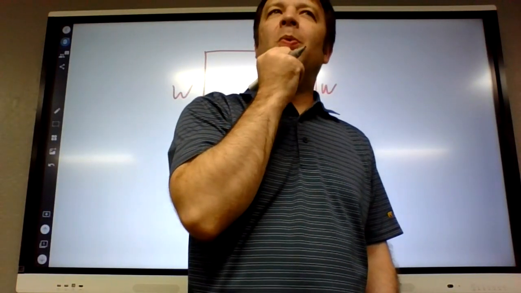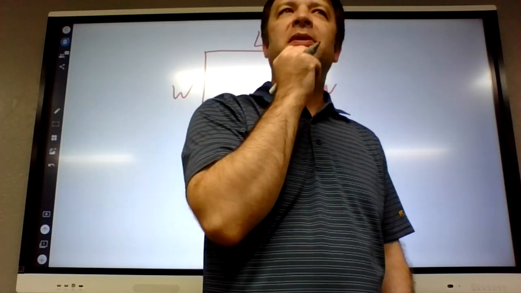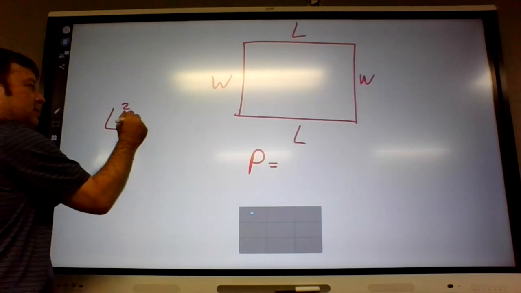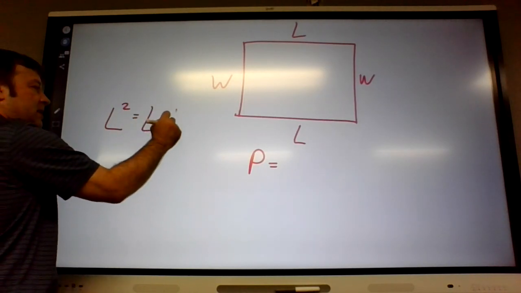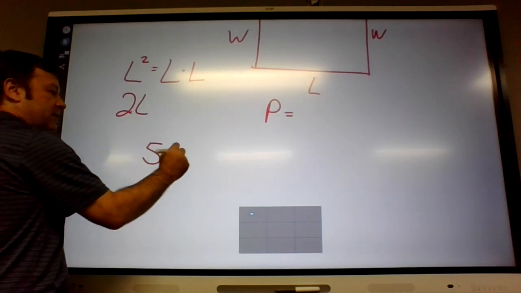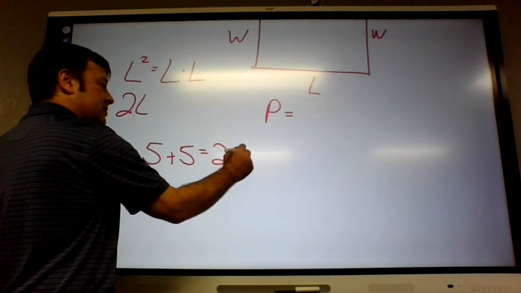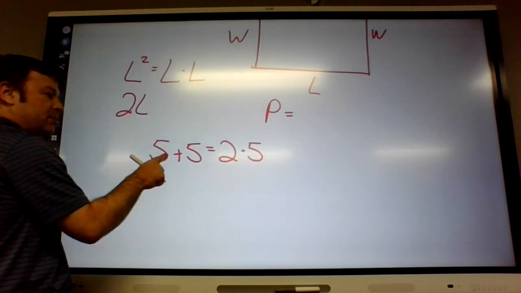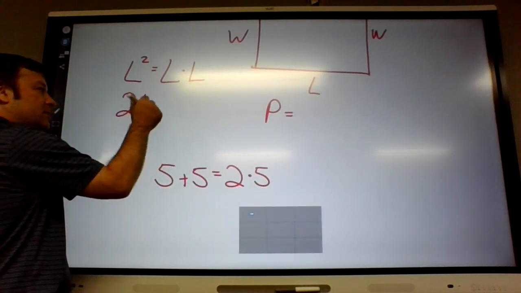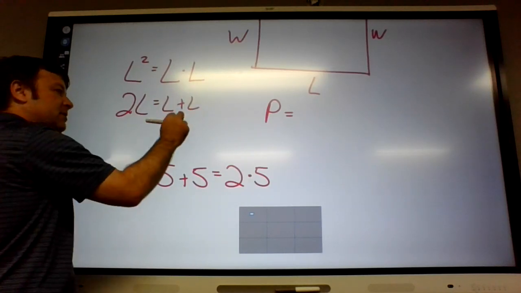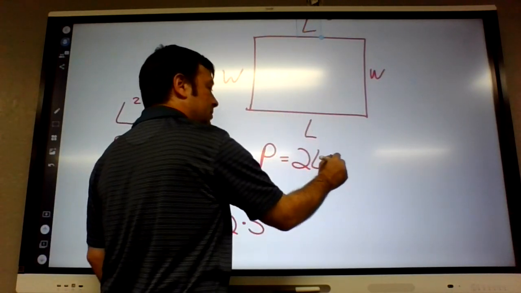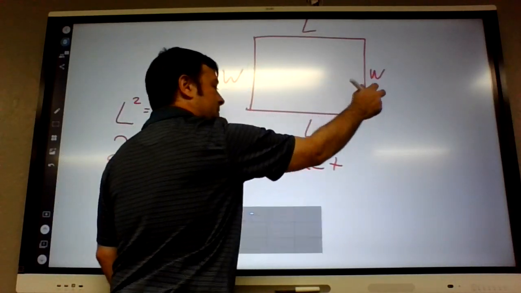2L. Why is it 2L and not L squared? L squared means L times L. What does 2L mean? Well, you guys know that 5 plus 5 is the same thing as 2 times 5. This is what multiplying by 2 means. It's like adding two of them together. So 2L is the same thing as L plus L. So that plus that is 2L, plus that is 2W.